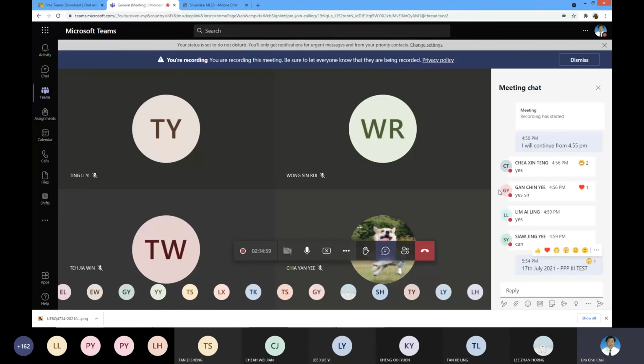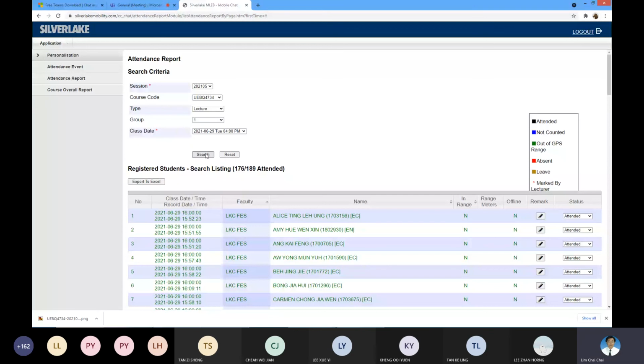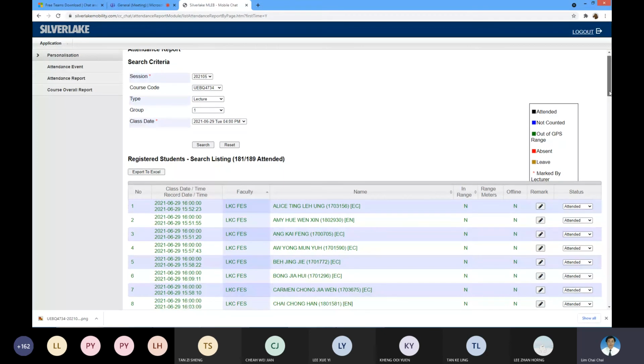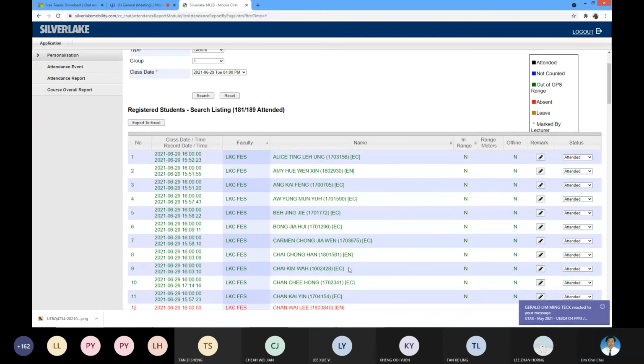Let me check here how many are present. 181. That means 8 of you are absent. So those who are present, please inform your members who are not present today to mark down on the calendar 17, that is Saturday, July. You're going to have your so-called test. And the area of this, I will give you a guideline through your Webex on which area to study. Is it okay?